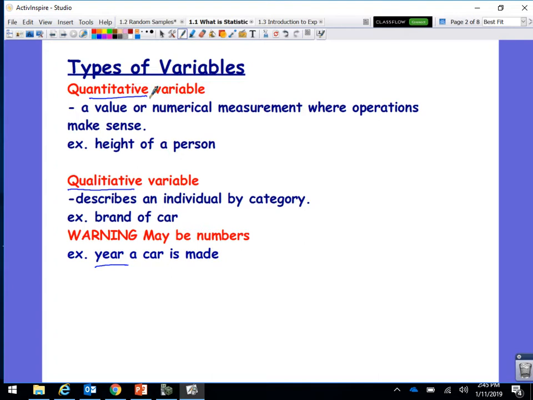Quantitative is an actual value. So something that you can measure, maybe the height of a person, how long it takes you to take a test, things like that.